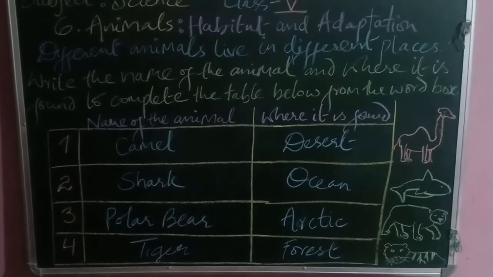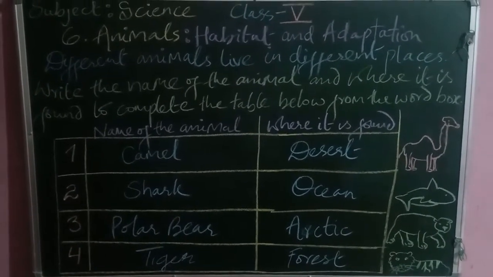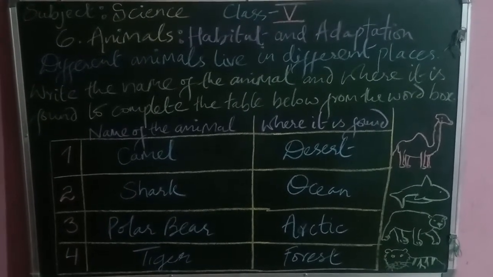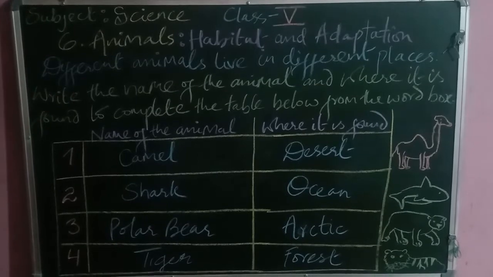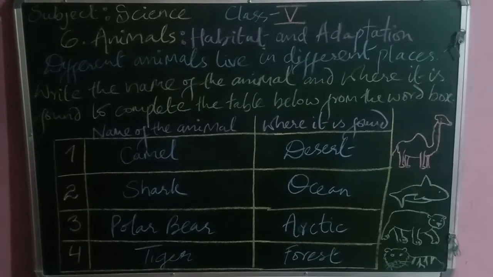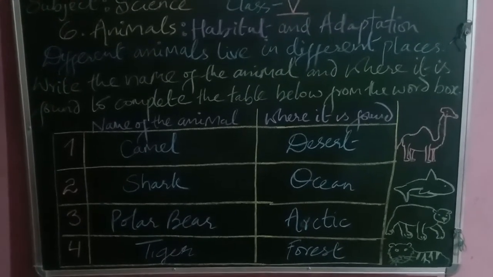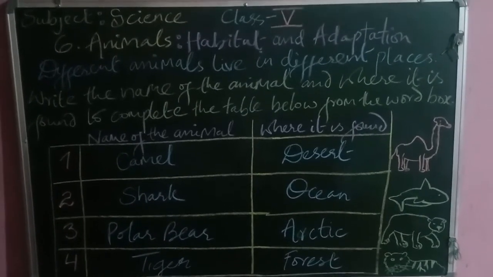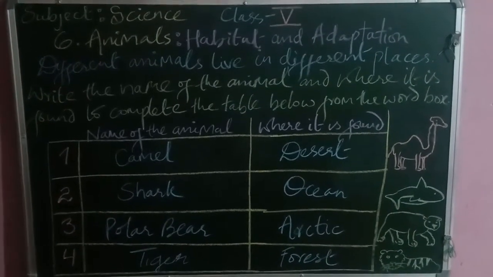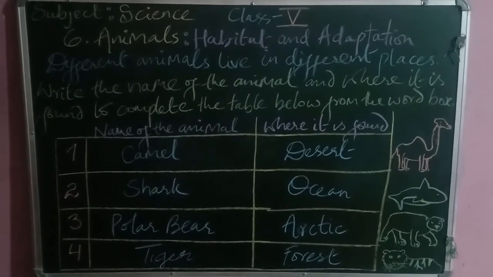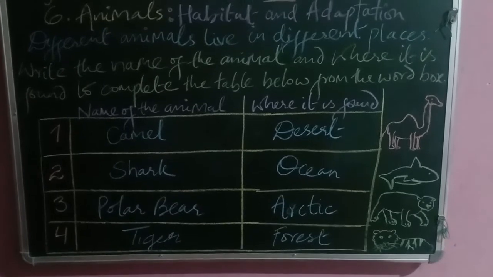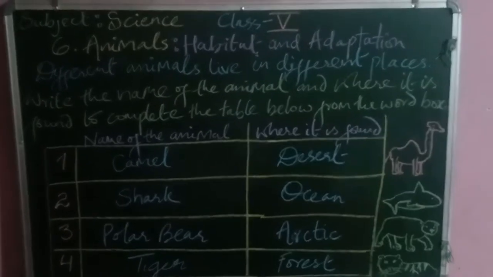Then number 2, name of animal is shark, which is found inside the ocean. Then we have name of the animal is polar bear, which is found in the Arctic. Then name of the animal is tiger, which is found in the forest.